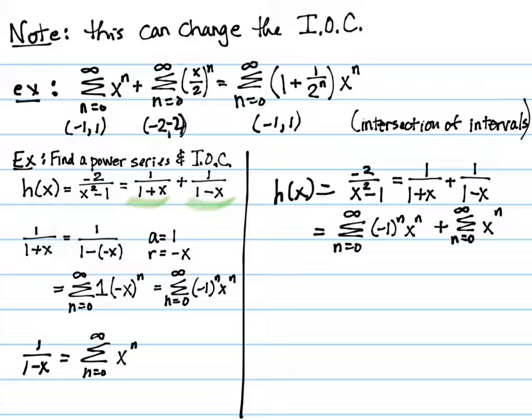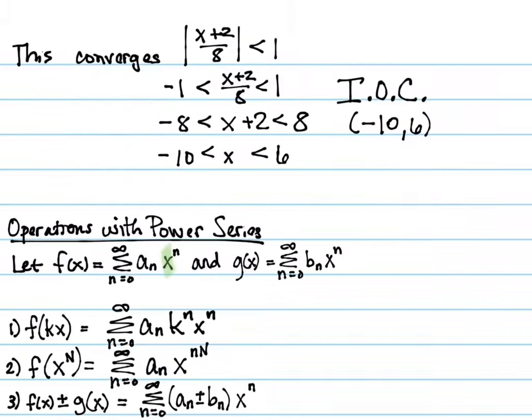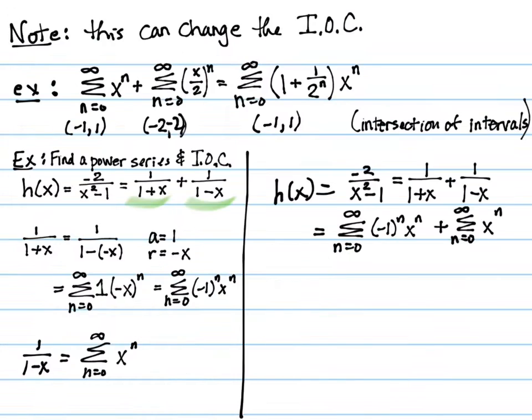Okay, so this is what I was referring to when we looked at this number 3 over here. I have them both times x to the n, so I can pluck out their coefficients and combine them. So instead of having this all written in two separate notations, I can actually write it as negative 1 to the n plus 1 times x to the n. So you don't have to like the notation, but do you see where all the pieces came from?